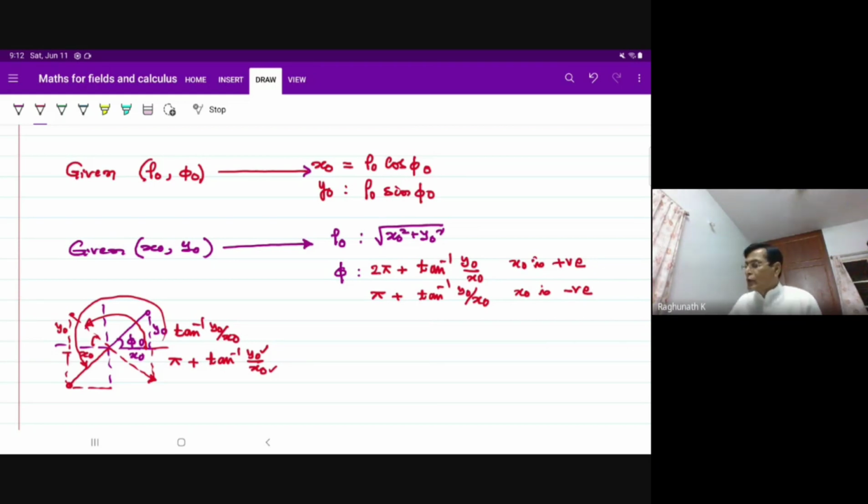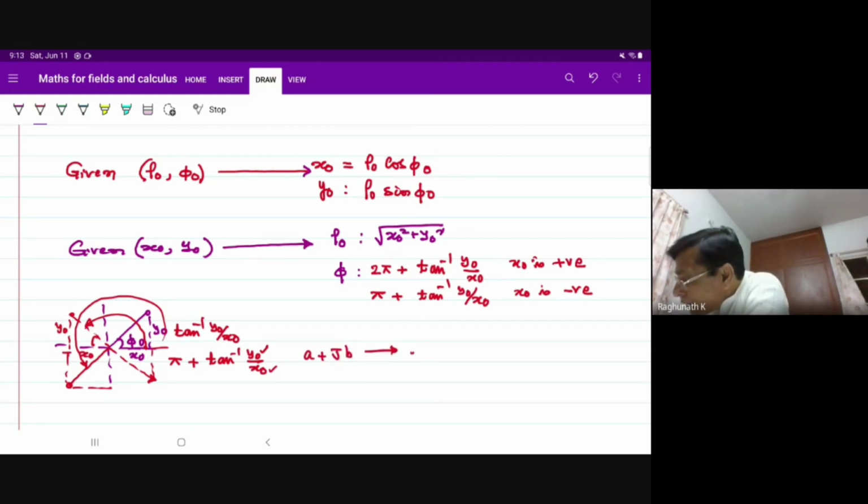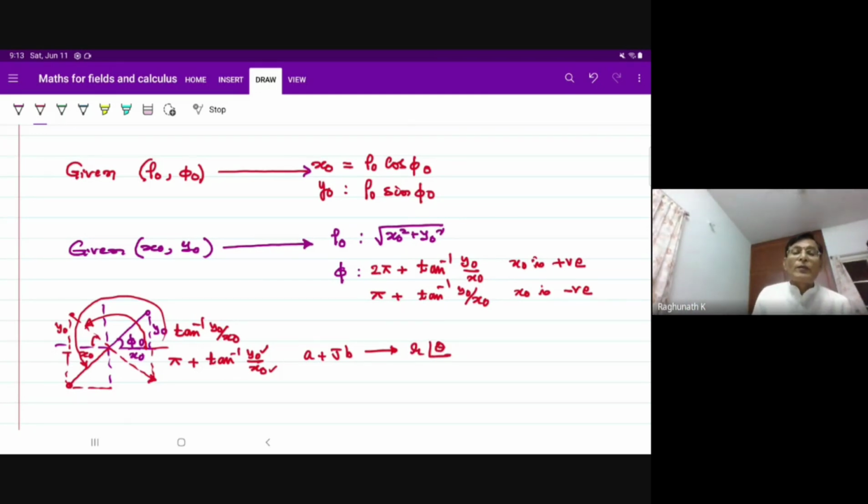Very, very important for us to know the relation between a plus jb and r at an angle theta also. Same it is. r is square root of a square plus b square. Theta is, I told you, 2 pi plus tan inverse of b by a. A and B can be positive or negative. If A is positive, the formula is 2 pi plus tan inverse of B by A. If A is negative, irrespective of whether B is positive or negative, it is pi plus tan inverse of B by A. The same thing we followed actually. Check it.